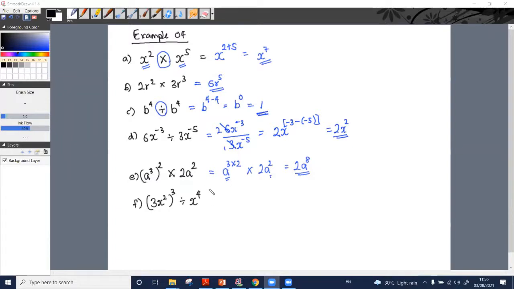Right, so how can we simplify this one? I need to see your answers first for the last one: 3x squared to the power 3 over x to the power 4. What should be the answer here?